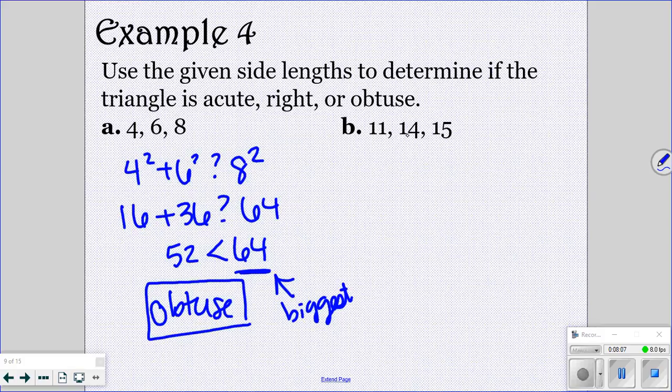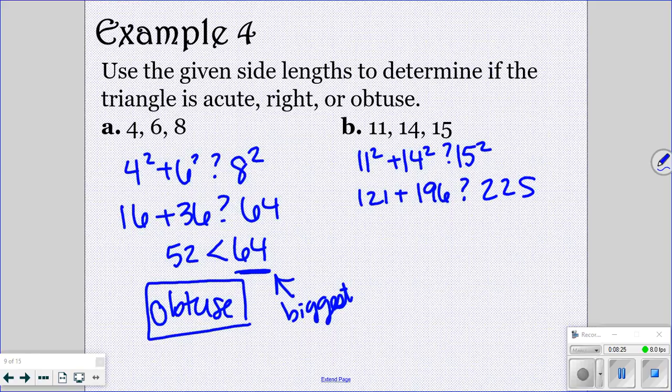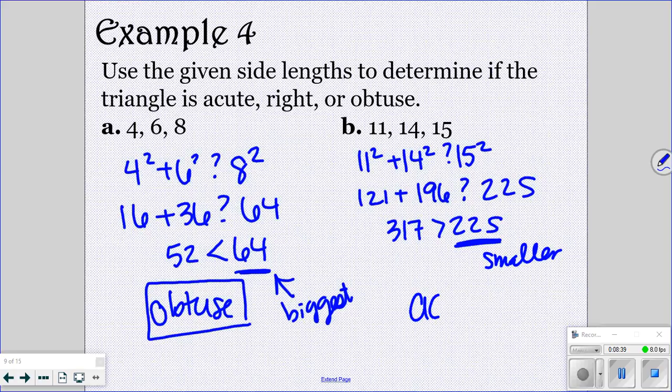Okay? So now looking at this one, we have 11 squared plus 14 squared. How does that relate to 15 squared? Well, 11 squared is 121. 14 squared is 196. And 225 is 15 squared. So if you add 121 plus 196, you get 317, which is bigger than 225. So our hypotenuse is smaller. So that means that we have an acute angle. So we have an acute triangle.